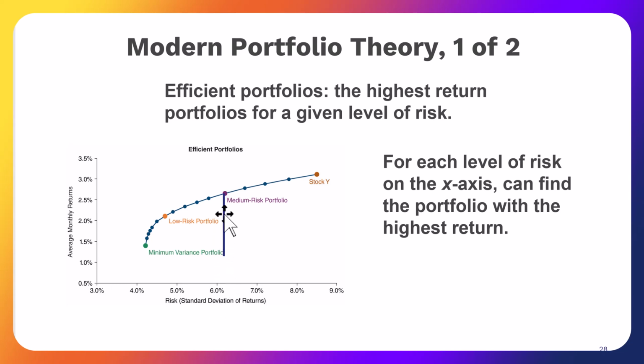If you look at the medium risk portfolio here, we're looking at a graph that has approximately 6.25% in standard deviation, roughly 2.75% return. You cannot get another investment with higher than 2.75% return and have a 6.25% risk level. The minimum risk portfolio here is around 4.25% standard deviation and slightly less than 1.5% return.